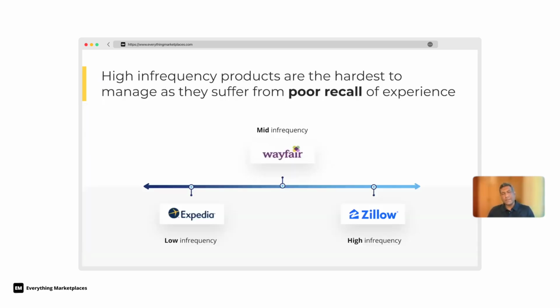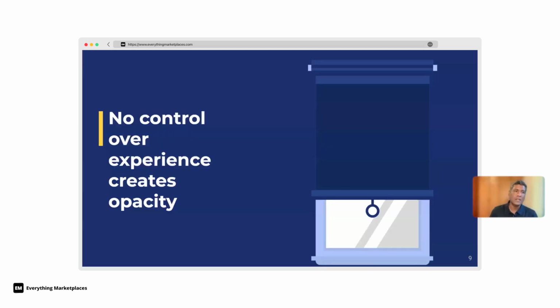Now, infrequency is a spectrum. On one side, you find really highly infrequent products. Example, Zillow, where properties are sought out once in 7 years, 10 years, possibly once or twice in a lifetime. Midway somewhere are furniture products like Wayfair. On the other extreme, you have things like Expedia, where you can travel once in a while.